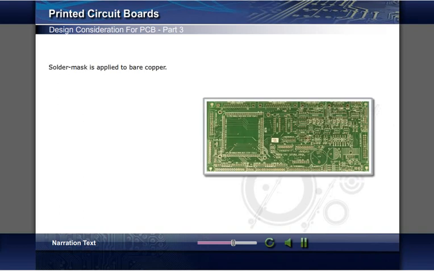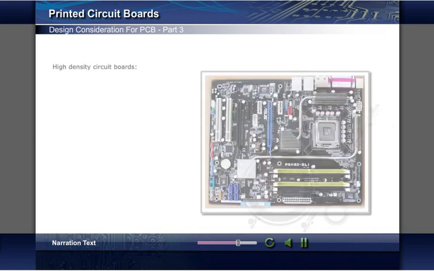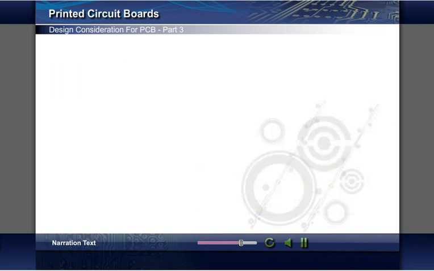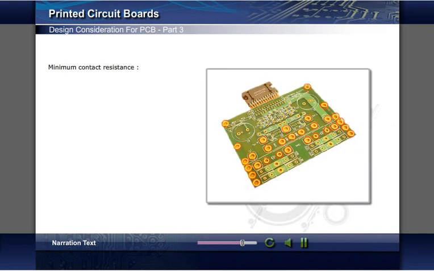For bare copper areas such as the tracks, solder mask is applied to provide protection and insulation. Generally, it is green in color. High-density circuit boards require very tight control over the position and dimensional accuracy of the solder mask. To reduce contact resistance, gold plating can be used.